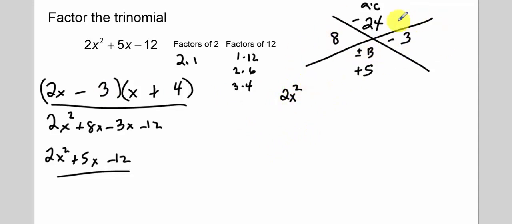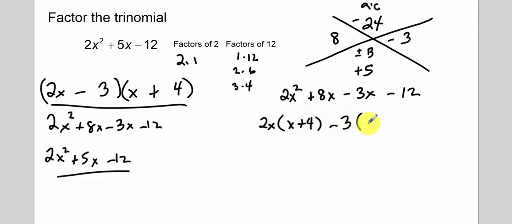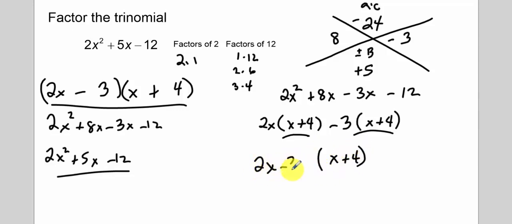Write down first term. The middle terms are my 8 and 3, plus 8x minus 3x. And then I want my minus 12 as my last term. Common term here is 2x, leaving me with an x plus 4. Pull out a negative 3 here: x plus 4. X plus 4 is a common term, and I'm left with 2x minus 3. Again, same factoring.